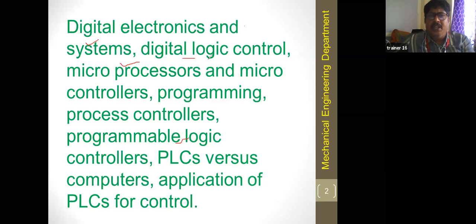Digital logic controller. Here the logic controller is nothing but AND gate, OR gate, NOT gate, NAND gate, NOR gate, like this. There are several gates. The input is binary codes, that is 0 and 1, and we can get the output in binary. All of you already studied C language, so I think you know the binary codes very well. And the microprocessor, the total computer is working on the microprocessor.